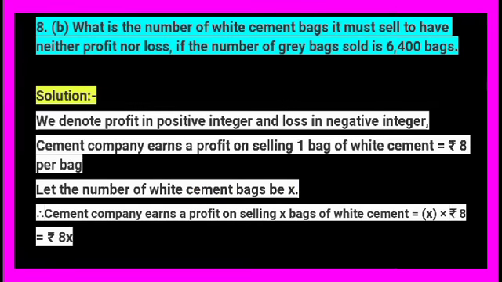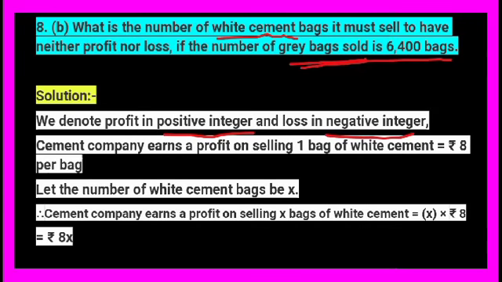Now question number 8b. What is the number of white cement bags it must sell to have neither profit nor loss, if the number of grey bags sold is 6,400 bags? First of all, we know that we use positive integers for profit and negative integers for loss. And here we have the condition of the grey cement bags. Now how many bags are sold? Yes, 6,400. So here we have to find first the profit of white cement bags, then we will find the loss of grey cement bags.